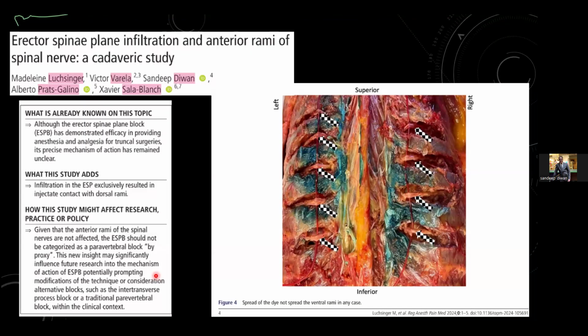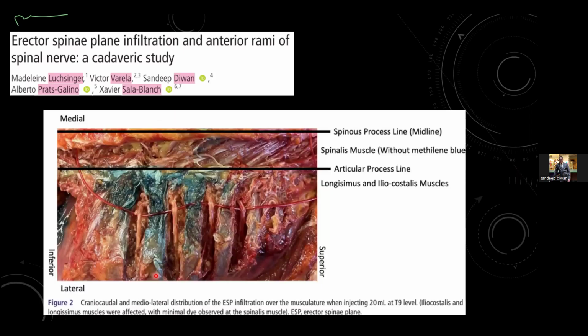Just a few days back, we published this article, and this is regarding the erector spinae plane infiltration and the effect on the ventral rami. This is again a cadaveric study. We found that it really does not stain the ventral rami. Everything that stains is the dorsal rami.